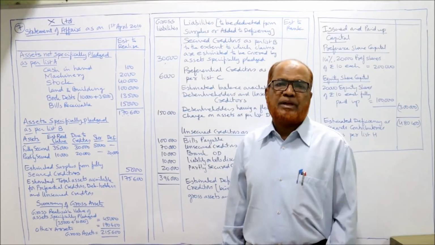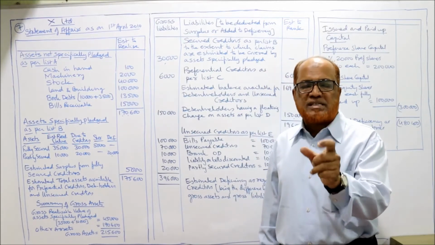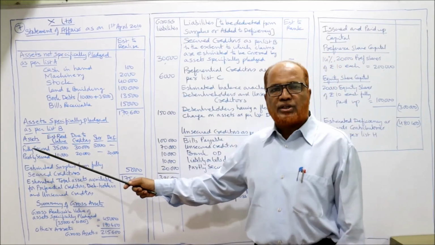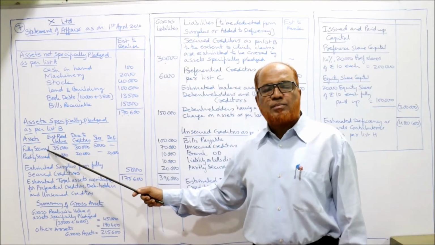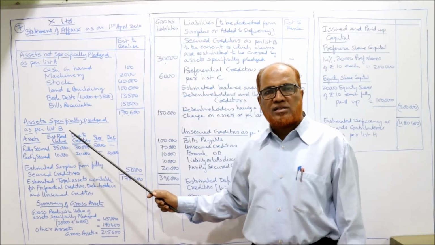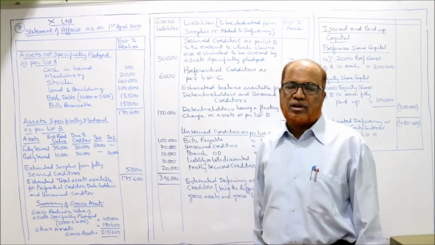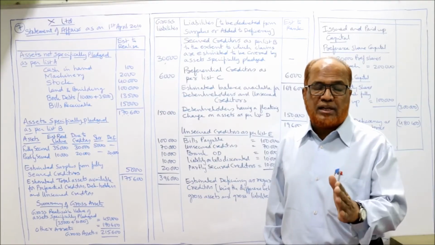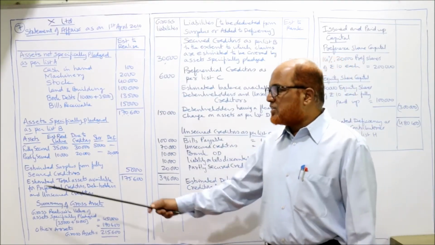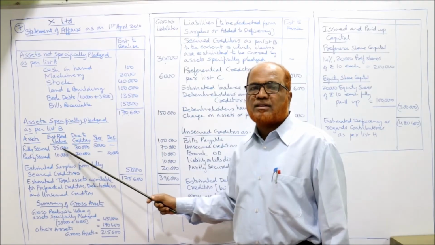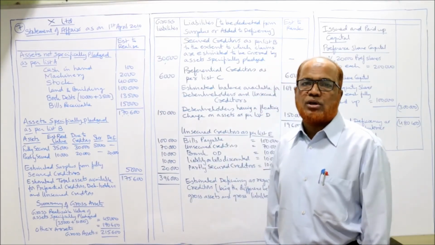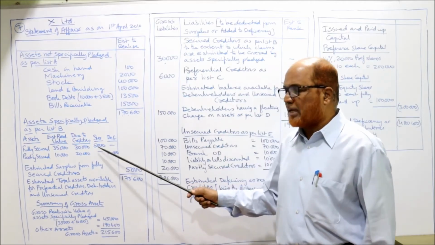Now we'll come to list B. Assets which are specifically pledged as per list B. So we have to show the detailed assets and realizable value of those assets, amount due to creditors, and whether we are getting surplus or deficiency. So we have two types of creditors, fully secured and partly secured. First, fully secured creditors: realizable value of asset is 35,000, amount due to creditor is 30,000. So 5,000 rupees surplus we are going to get.